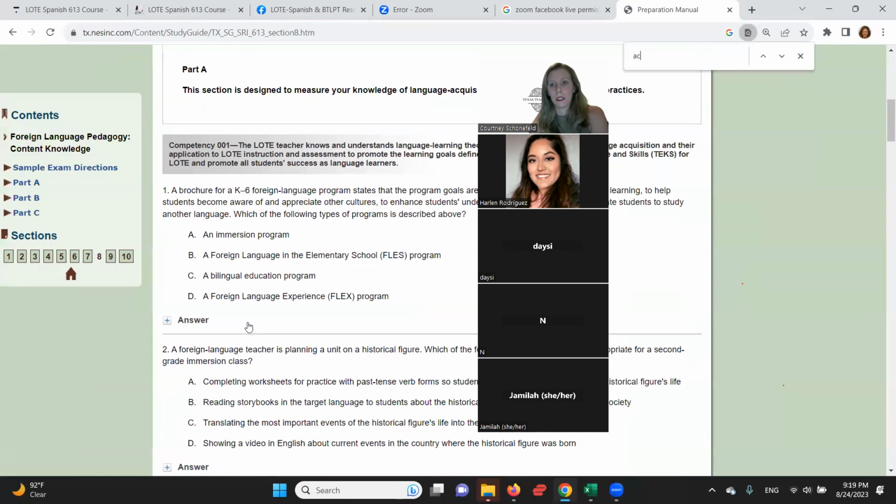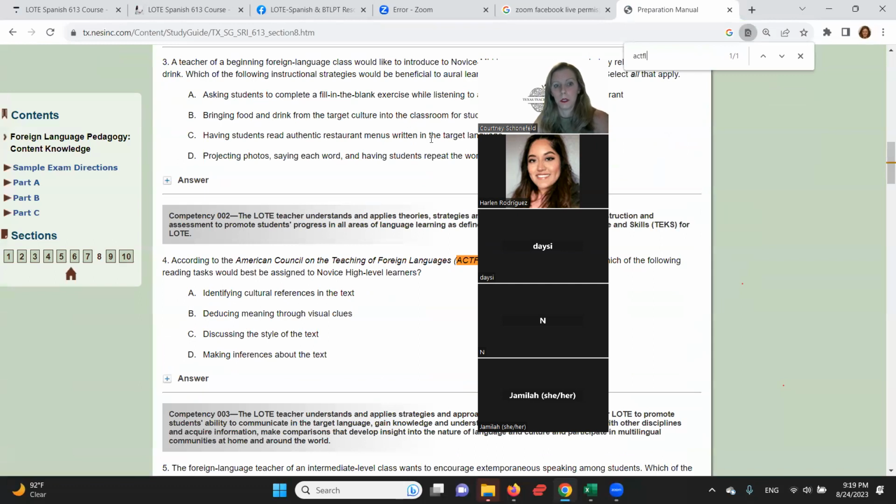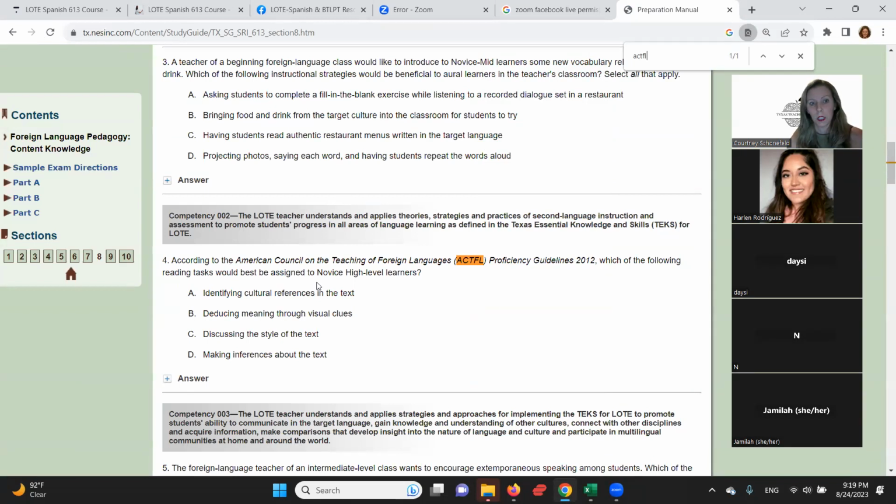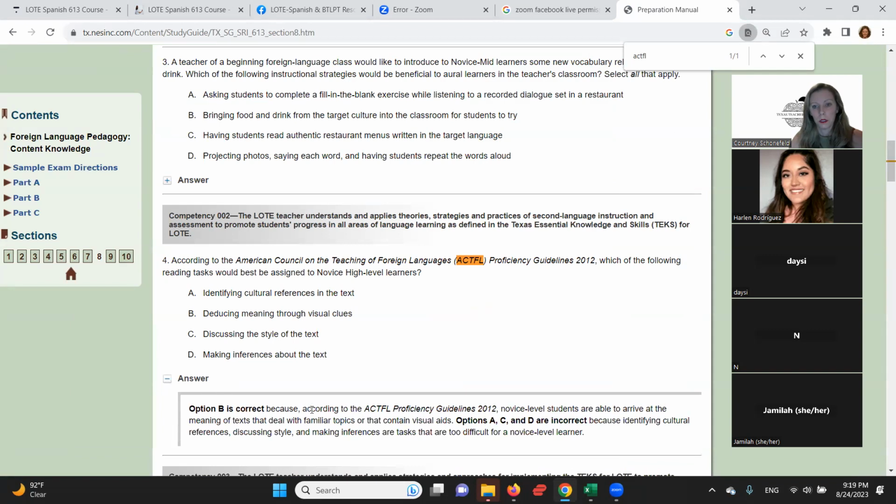And it will have ACTFL in there. So like right here, here's one. According to the ACTFL Proficiency Guidelines 2012, which of the following reading tasks would best be assigned to novice high level learners? Okay. And then they give you the answer here too. So B would be correct, because at the novice level, they would still need those visual cues. Okay, so this is really helpful.